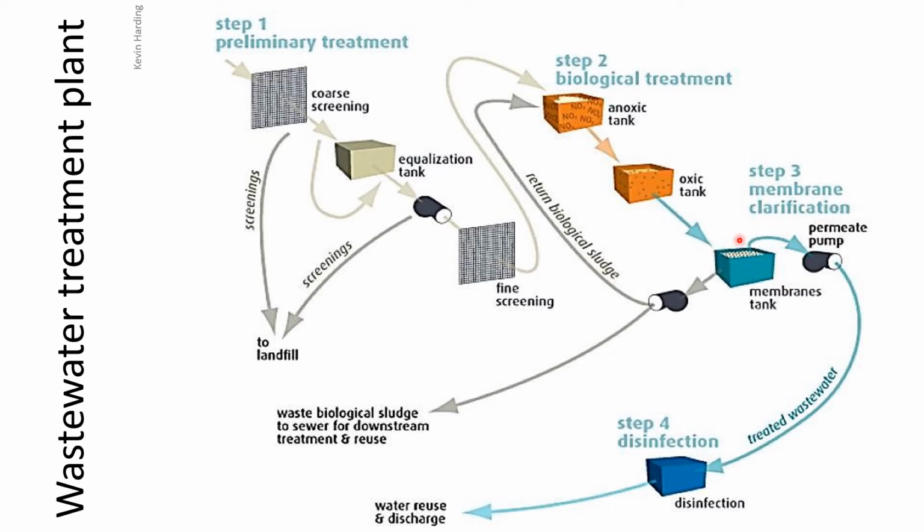In this one, blue arrows are representing water, and these brown ones are representing the solid waste. So you can see most of this is linear. So the water in this instance is linear. There is, however, a return biological sludge, and that's why I've used this diagram, because it's the only one that I could find easily that had this return system on it.